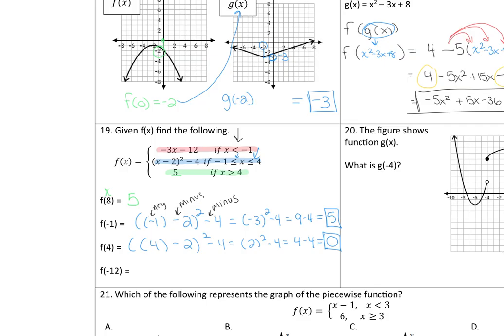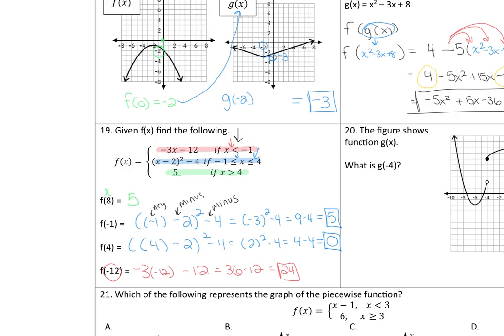The last piece, negative 12, belongs to the top one right here. Negative 12 is less than negative 1. So this piece says negative 3 times something minus 12, and the something I'm plugging in is negative 12. Negative 3 times negative 12 is 36 minus 12, which should get me a 24.